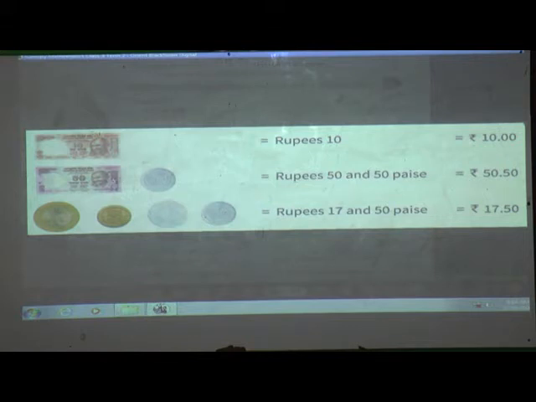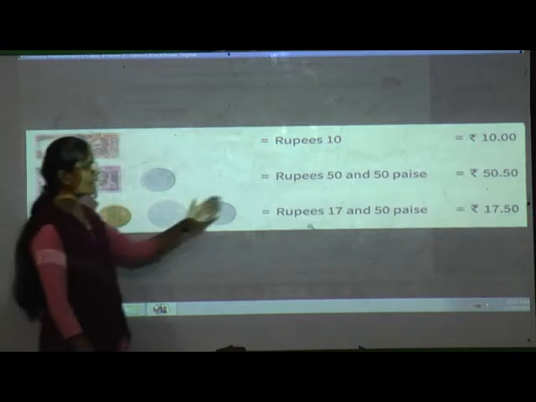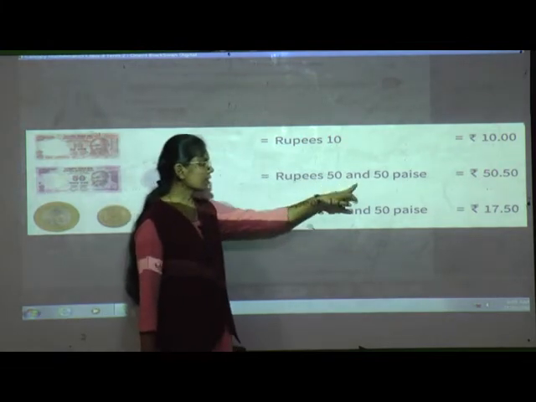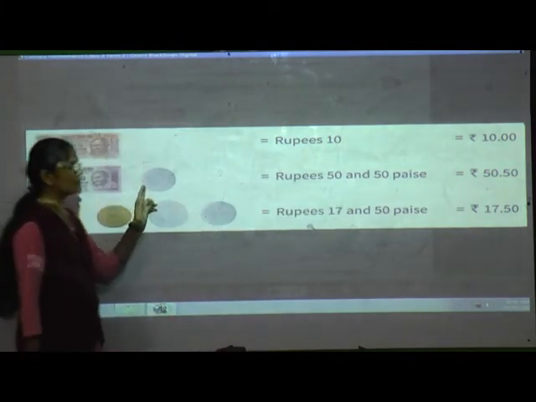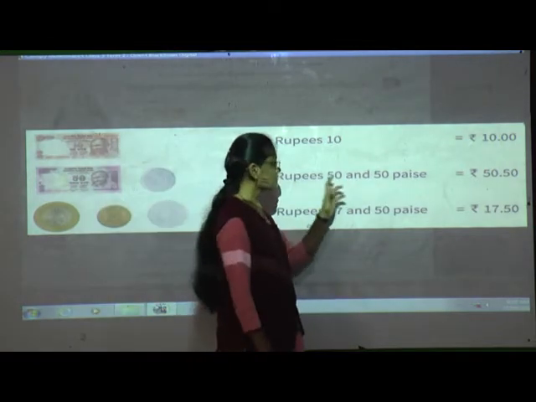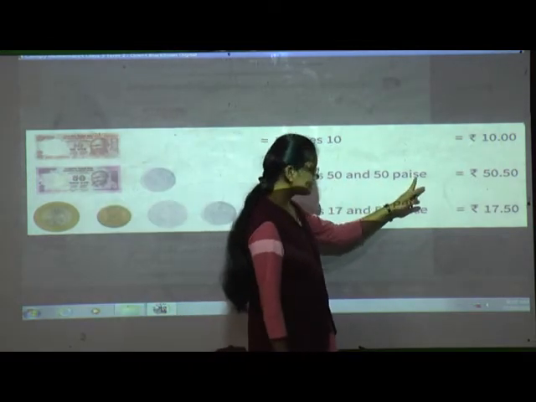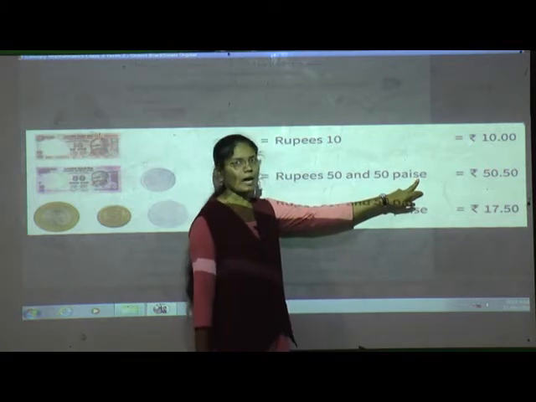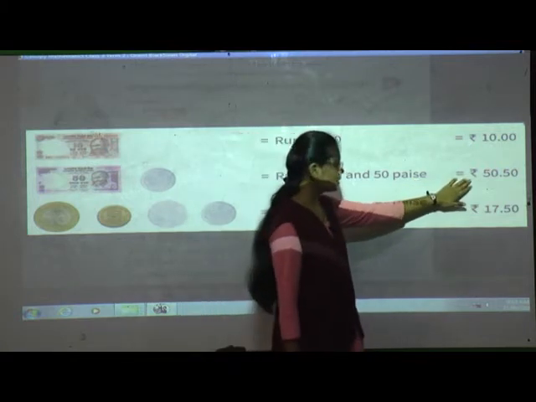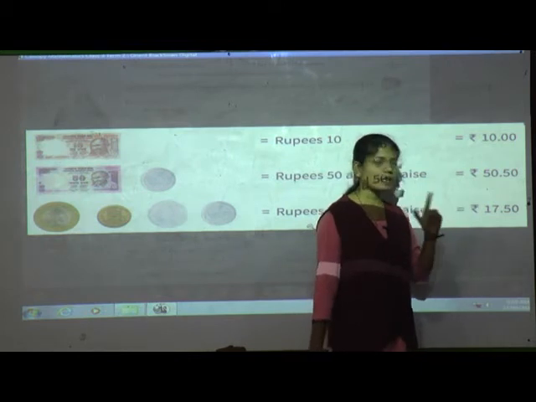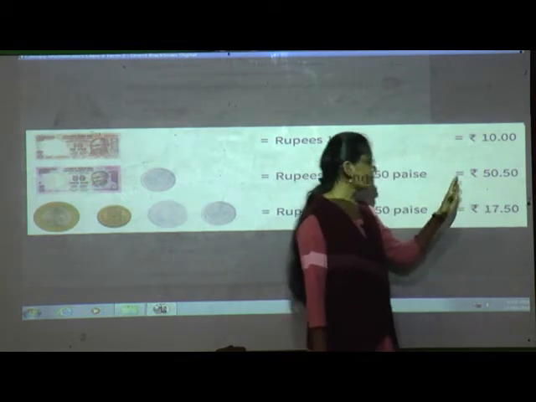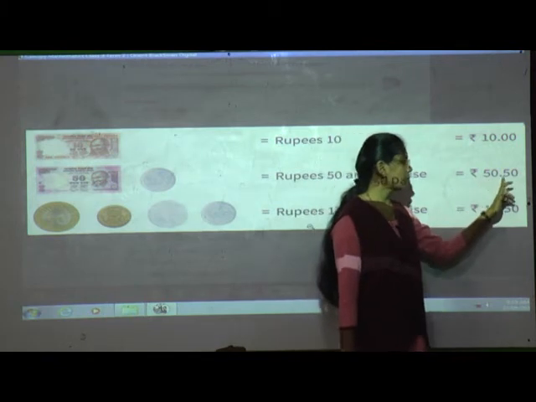Now see the second one. Here you can see one note of 50 rupees and one more coin of 50 paisa. So how will you write this? Rupees 50 and 50 paise. Or else there is one more method to write the value, in figures also. See here, rupees 50.50.